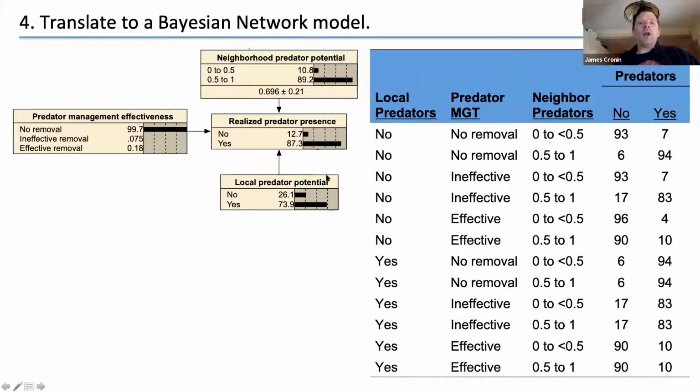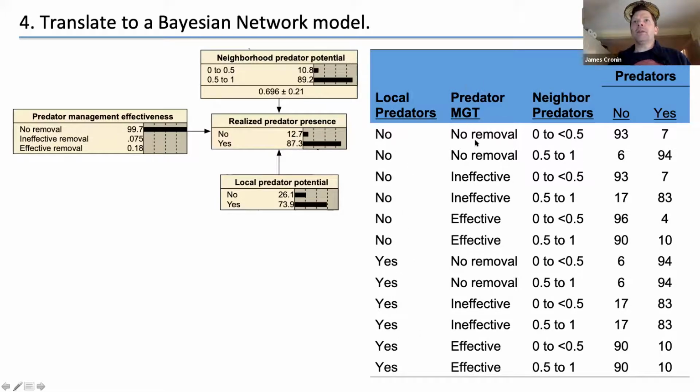What I want to do is give you a basic idea about how BNs work. BNs make their predictions using conditional probability tables. So here's the realized predator presence conditional probability table. It shows the combinations of each variable and the outcomes for realized predators. In this column, we have local predator potential, which is this variable here, influencing realized predator presence. It has 2 bins, no and yes.